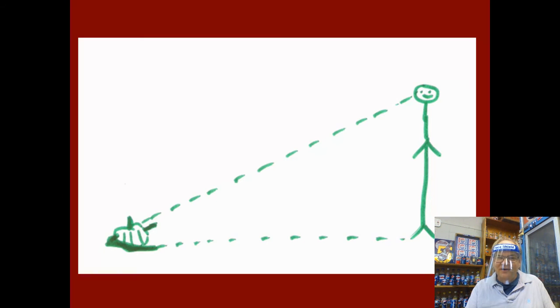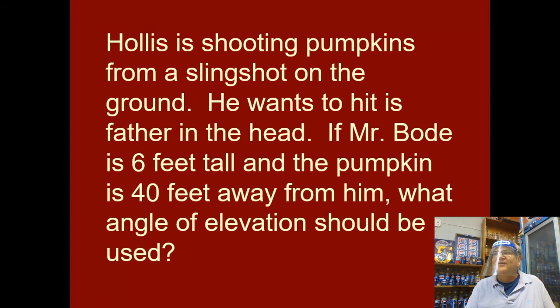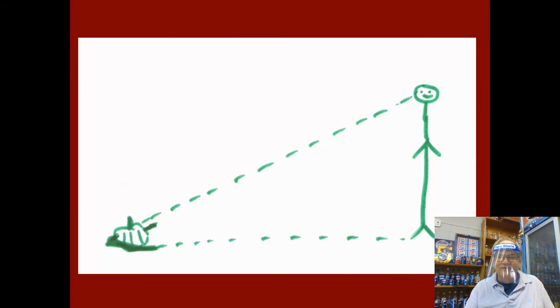And one more here, which I did actually write about one of my students I currently teach. We have Hollis is shooting pumpkins from a slingshot on the ground. He wants to hit his father in the head. Mr. Bodie is 6 feet tall and the pumpkin is 40 feet away from him. What should be the angle of elevation so that he hits the target there?